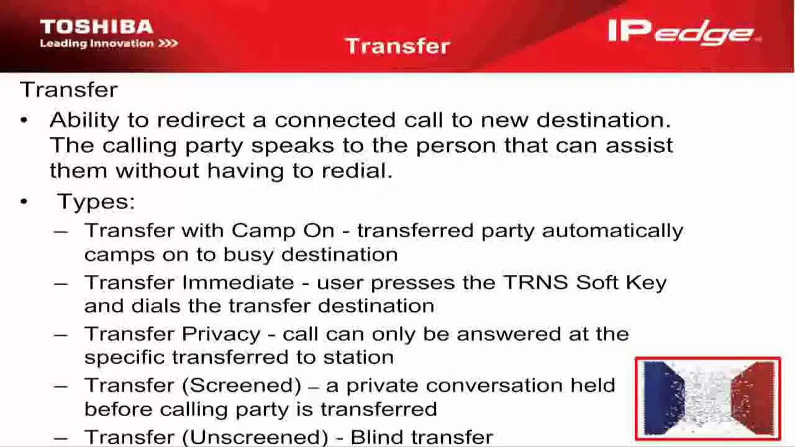Transfer Screened. The transferring party can talk privately with the receiving party before the calling party is transferred. While that conversation is going on, the calling party is on consultation hold. When the receiving party agrees to accept the call, the transferring party can use the switch hook or feature button to include the original party in the conversation. At this point, the transferring party can hang up and the other two parties remain connected.